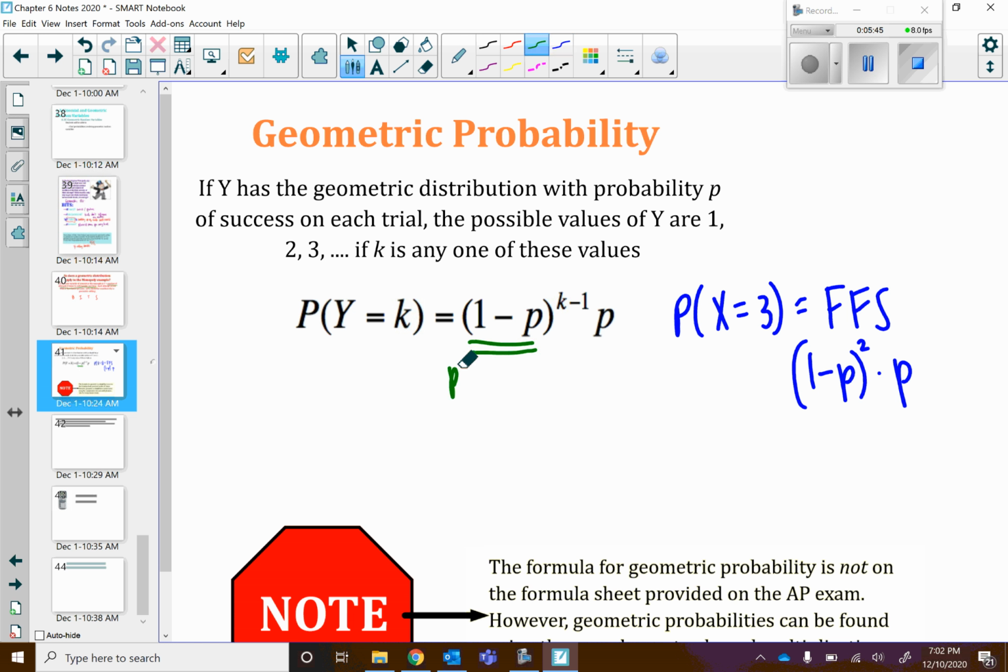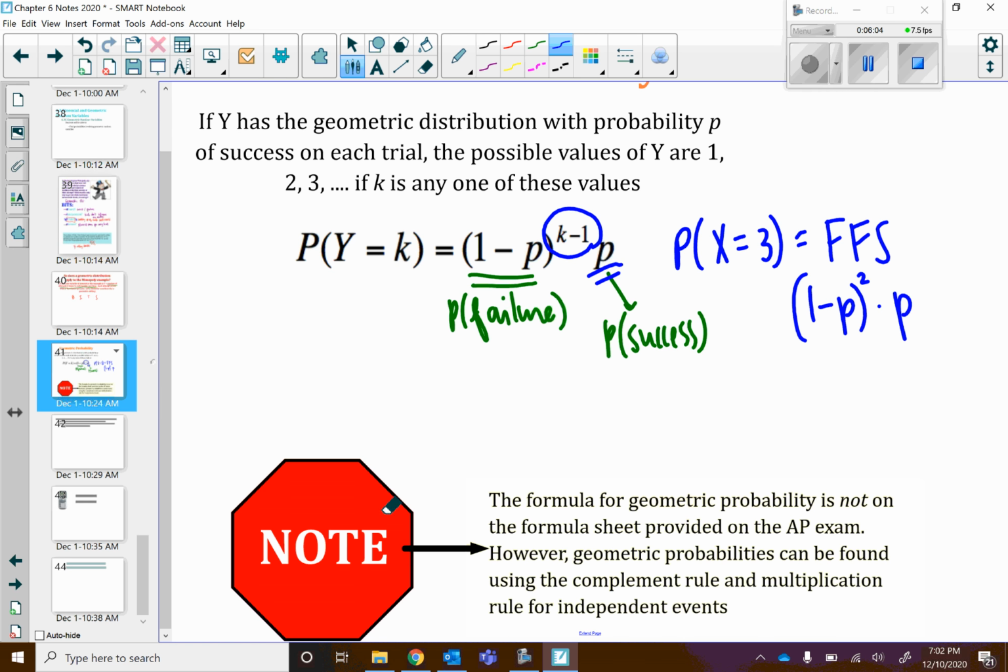1 minus p is the probability of a failure. p is the probability of a success. I am succeeding on this last trial, and I am failing every trial except for that last one. Now, a very important note is that guess what? This formula is not on your AP formula sheet. However, don't stress.